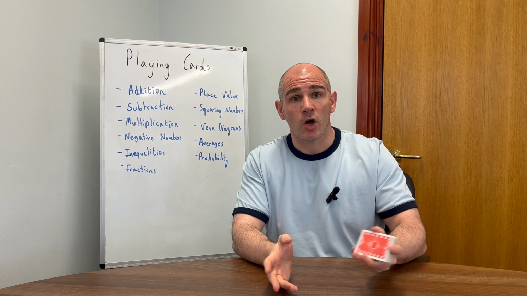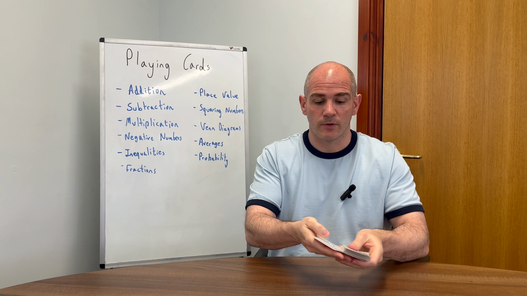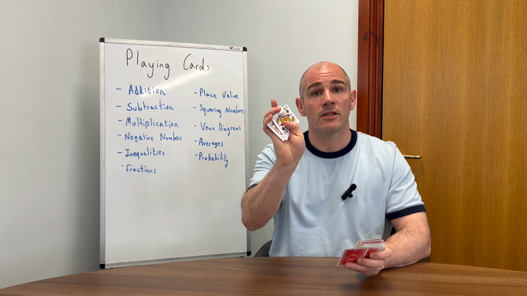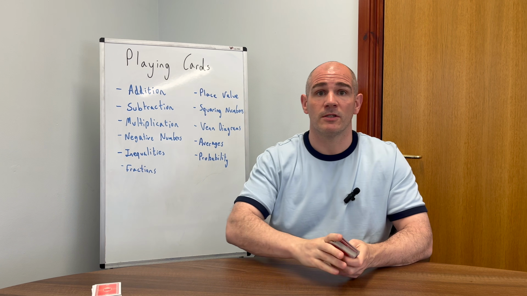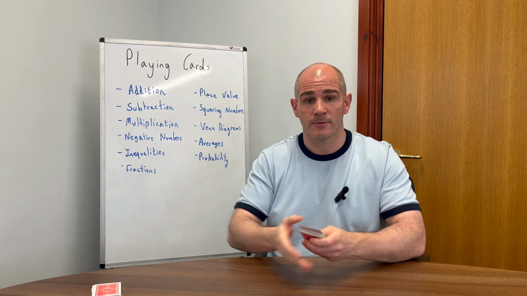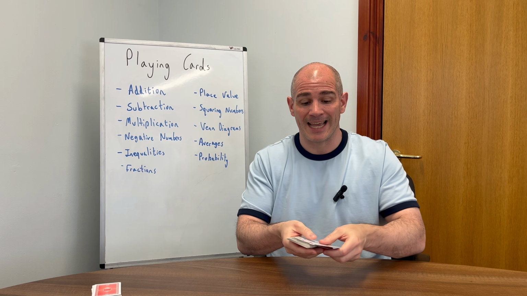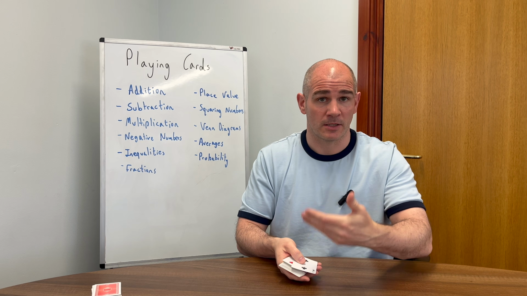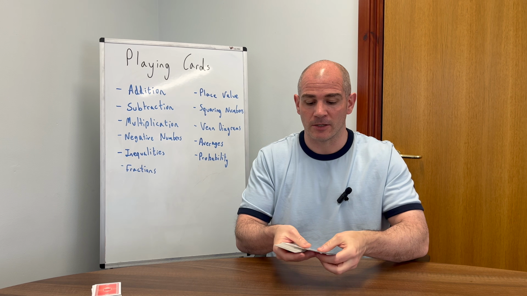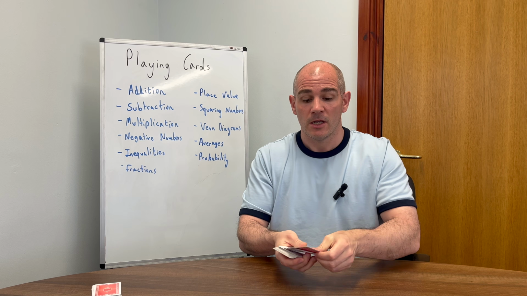Addition. With my younger children at home, what I did was, first of all, I got all the face cards and took them away from the set. So out of the 52 cards, I took away all the face cards. That left me with the 40 other cards going from ace to 10. I would say ace is 1, and I would explain that to the children.